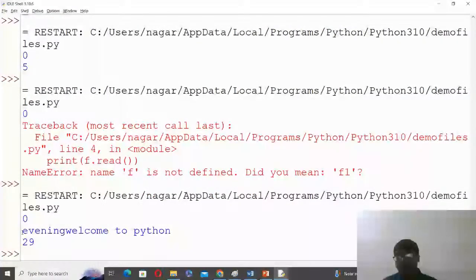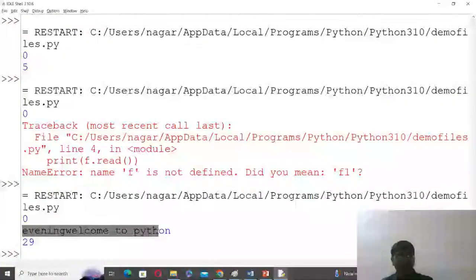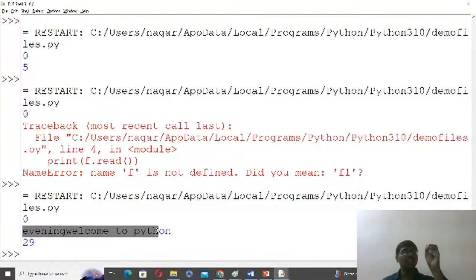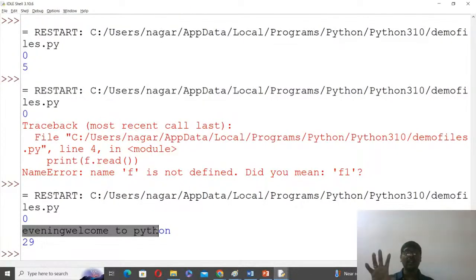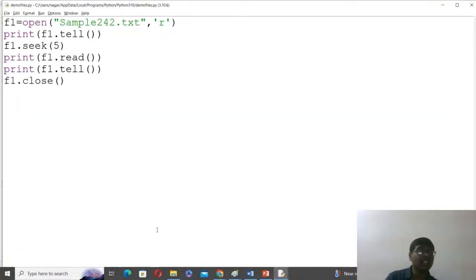File, I have the message of good evening, welcome, good space. I think you got it. So by default the reading operation is from the beginning. Now my question is, read the character from the 5th position to the end. In that situation, first I am moving the cursor to the 5th position and then I am doing the operation.